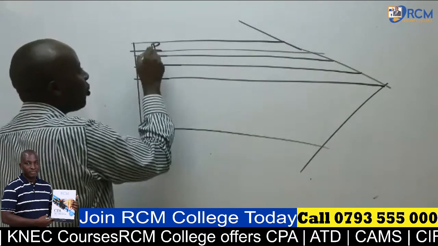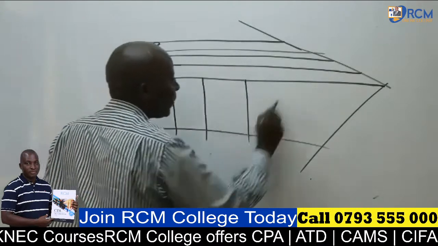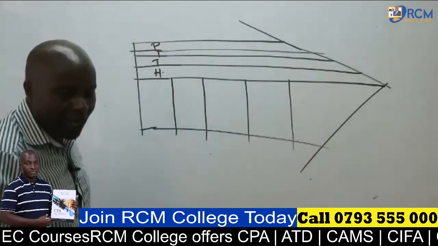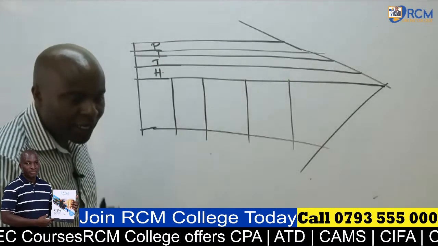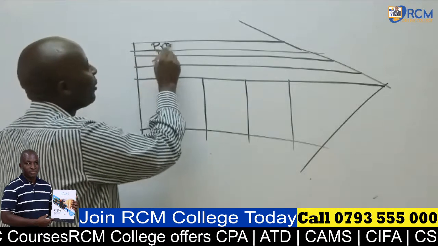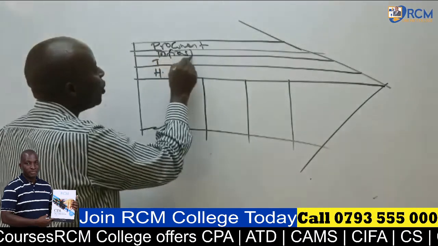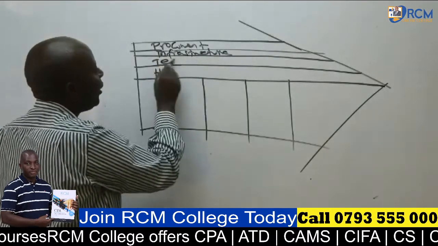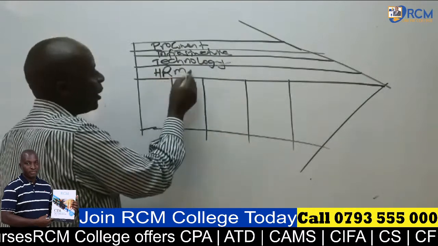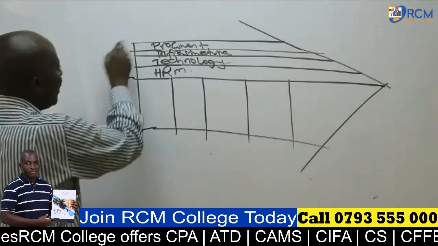So we have what we call PITH. And then here we have five of them: procurement, infrastructure, technology, HRM. This P stands for procurement. We have this I standing for infrastructure. Then we have technology. And then we have human resource management.